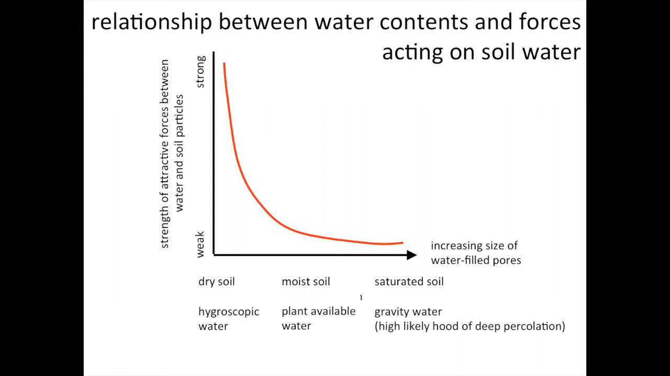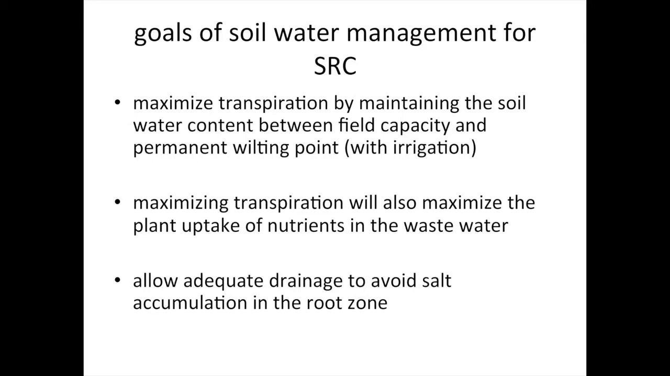So for irrigation management, we really want to keep the soil water content in this plant available water range, which is between field capacity and permanent wilting point. So the goals for water management in these coppice systems, as John mentioned in the question period there, are to maximize transpiration by maintaining the soil water content between field capacity and permanent wilting point. And in semi-arid regions like Alberta, where we don't always have adequate and timely precipitation during the growing season, this is where we can use irrigation to really manage and maximize this transpiration.